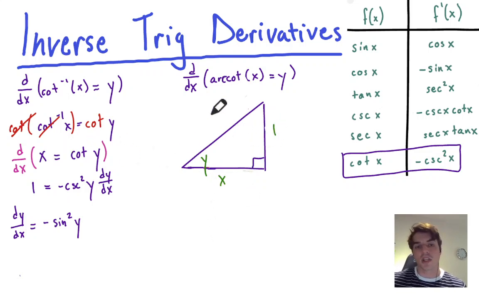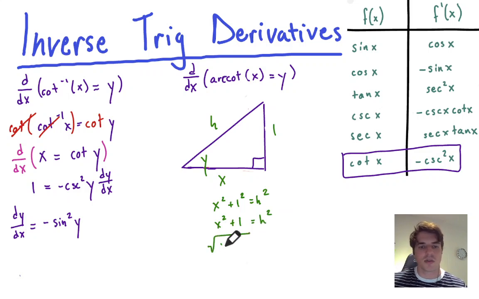Okay. So we need to find our hypotenuse. Let's call it h: x squared plus 1 squared equals h squared, x squared plus 1 equals h squared. The square root of x squared plus 1 is equal to h. Square root of x squared plus 1.